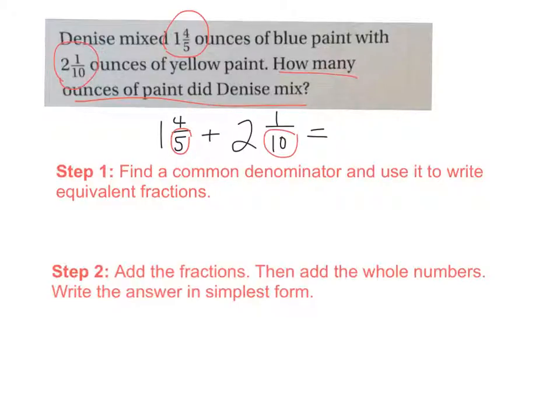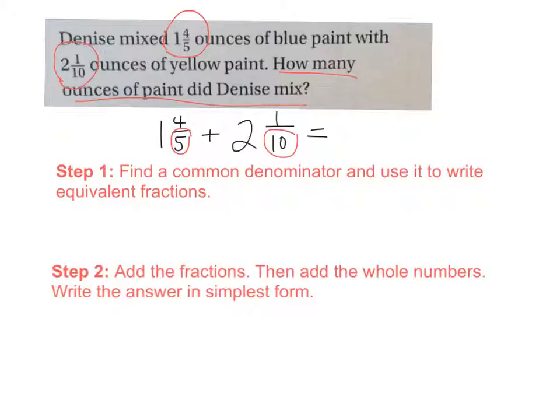Right, our denominators are different numbers. Does that mean we can add right now? No. We are not yet ready to add because we do not have common denominators. So your first step, and I want you to write this in your notebook, step 1, find a common denominator and use it to write equivalent fractions.